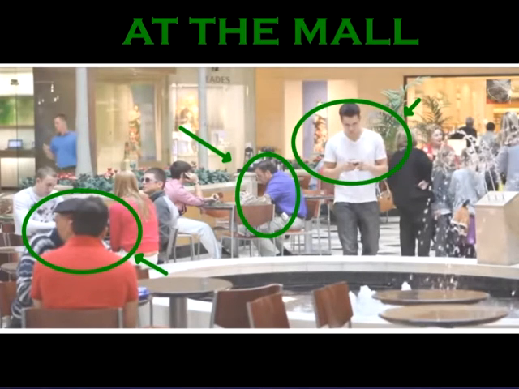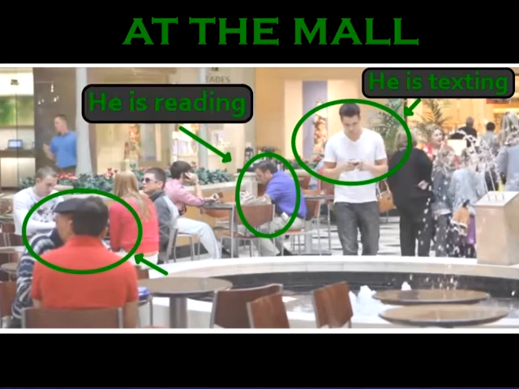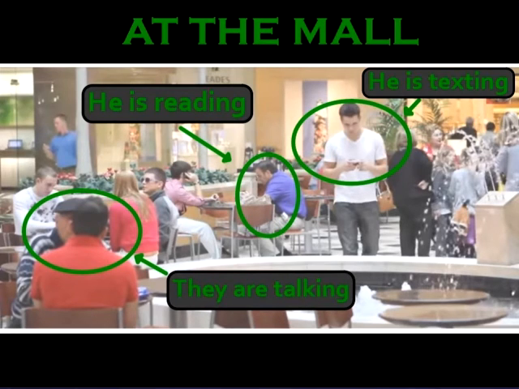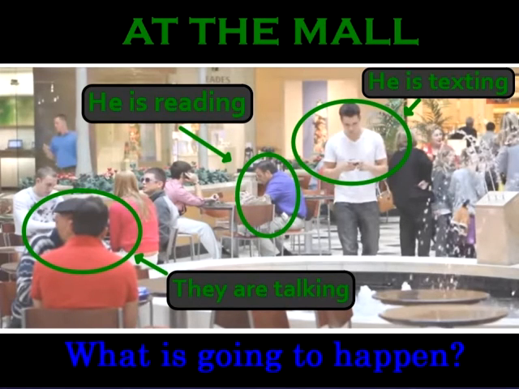Okay, so here are the answers. The man in the white, he is texting. The man in the blue shirt, he is reading. And the gentleman in the bottom left-hand corner, they are talking. Now, we are going to watch a video. And in the video, something unexpected is going to happen to one of these people. So I'm asking you, what is going to happen next? What do you think is going to happen to one of these people?